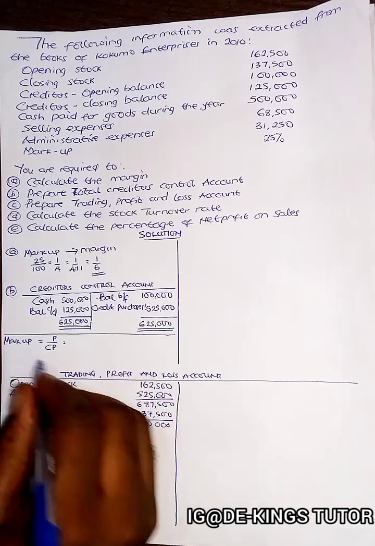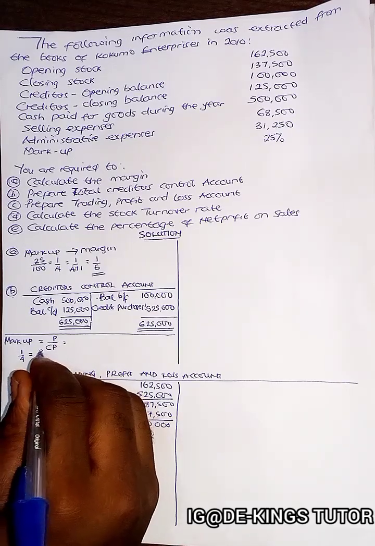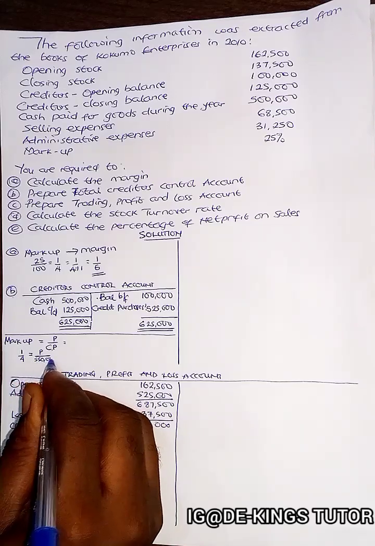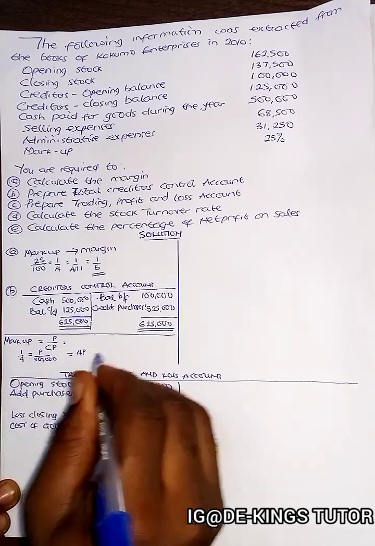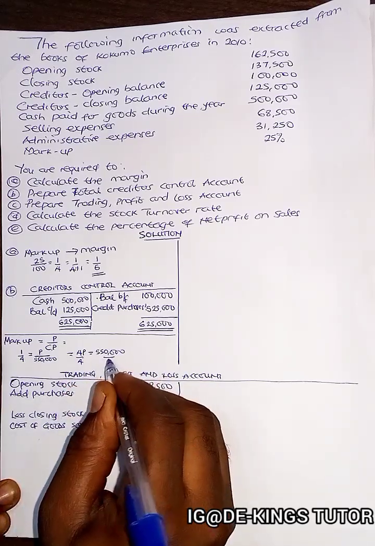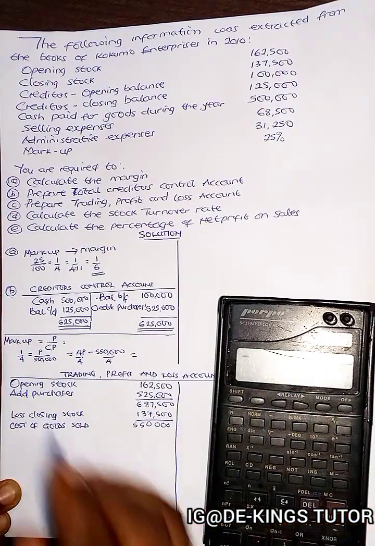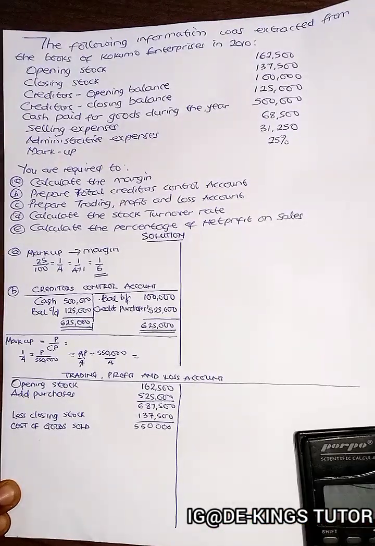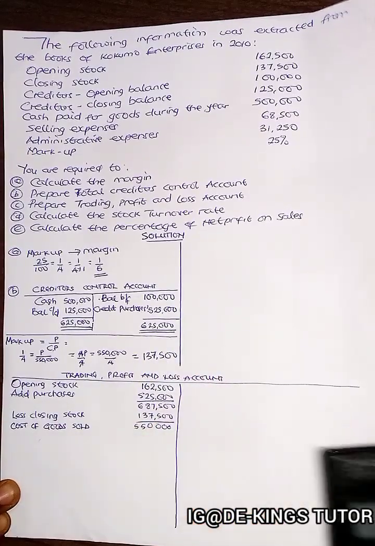So 1/4 equals our unknown profit, P, over the cost price, which is the cost of goods sold, 550,000. If we cross multiply, we have 4P equals 550,000. If we divide both sides by 4, we get our profit. 550,000 divided by 4 is 137,500. So the profit is 137,500.